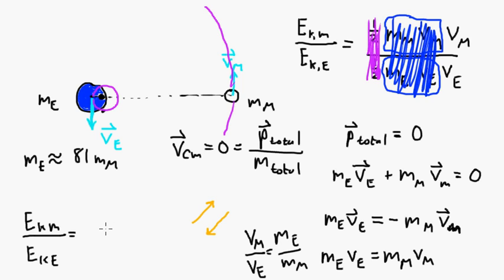Hooray! Okay, so that was speed of the moon divided by speed of the Earth, and that's equal to mass of the Earth divided by the mass of the moon. And we know the moon is much less massive. In fact, we said the mass of the Earth was approximately 81 times the mass of the moon. So this is going to be approximately 81, which means the moon has 81 times as much kinetic energy as the Earth. And the nice thing about this result is this applies to any system of two bodies.